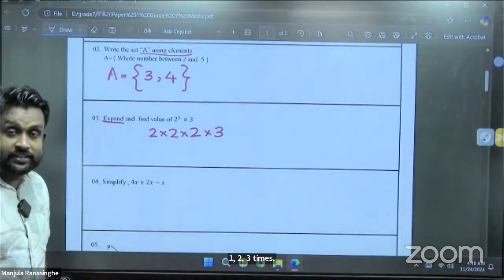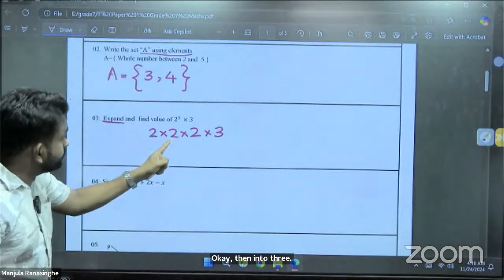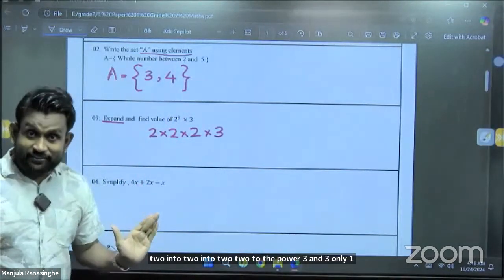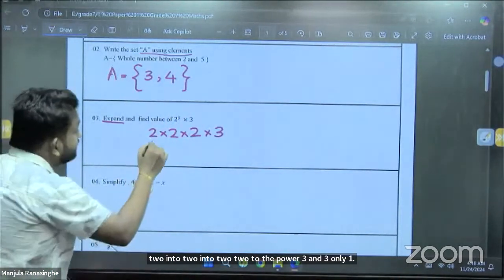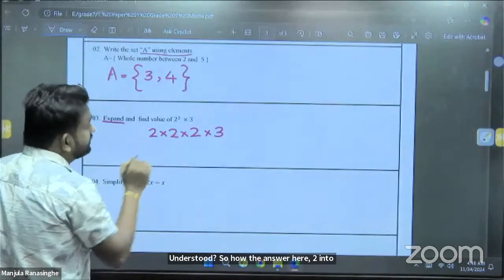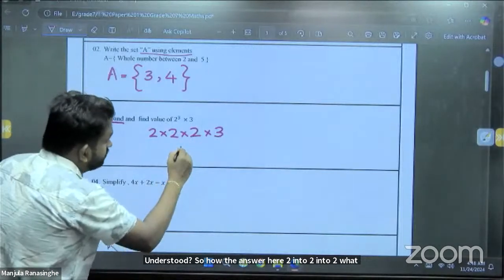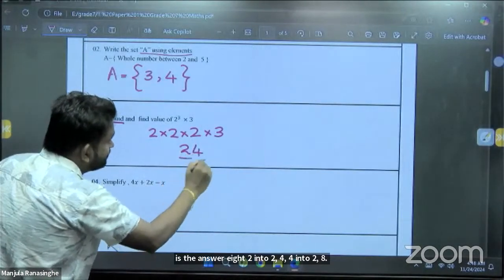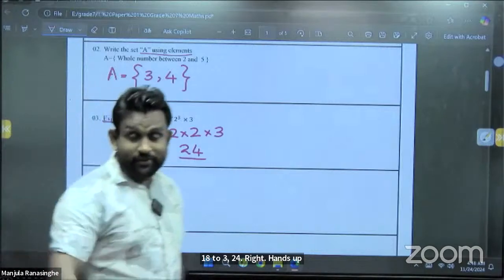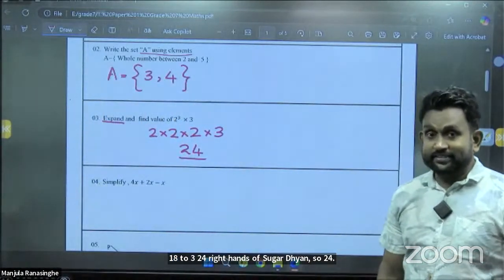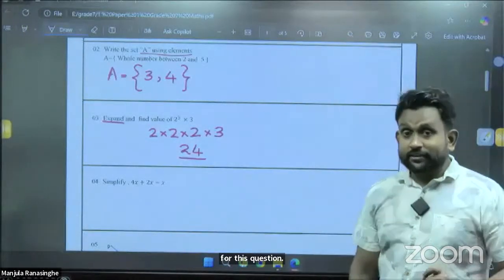Right. Now how to take the answer? 2 into 2 into 2 is 2 to the power 3, and 3 only 1. Understood? So what is the answer? 2 into 2 is 4, 4 into 2 is 8, 8 into 3 is 24. Right. Hands up those who got the answer 24 for this question. Right. Any questions you can ask.